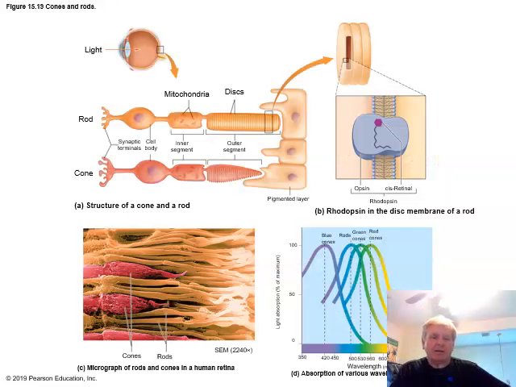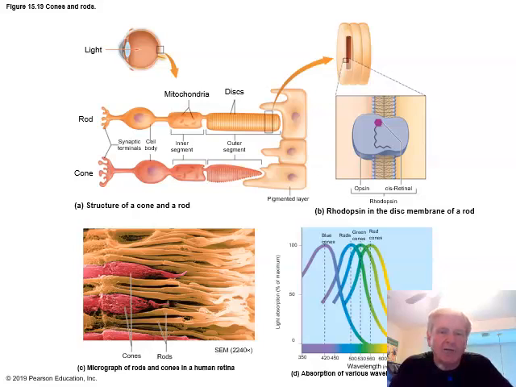Okay, here's an image showing you the cones and rods again. This shows you the structure of a cone. There's the pigmented retina. These are the outer segments of the cones, which contain the chemical photopsin. There's the inner segment, the cell body. And these are the synaptic terminals.